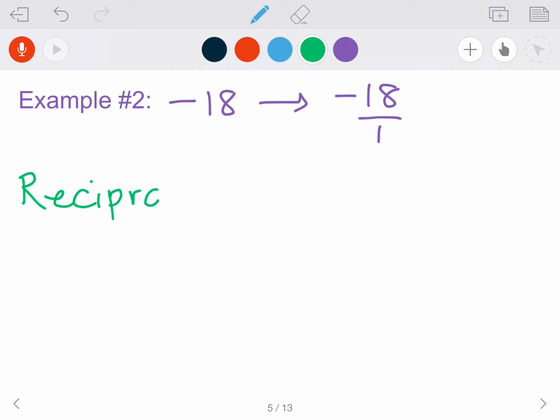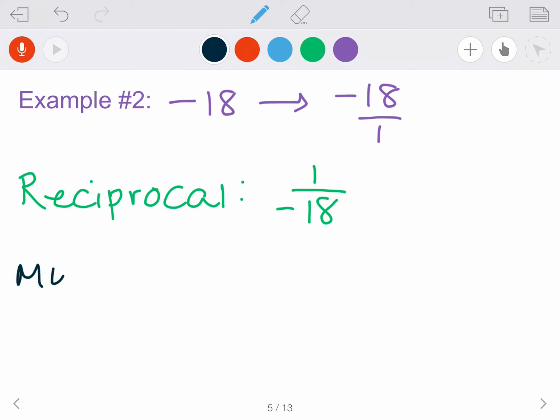Again, we just switch the positions of the numerator and denominator. So the new numerator will be 1, and the new denominator will be -18. I do want to clarify that it doesn't matter where you put the negative sign. Let me erase it for just a moment. You can put the negative in the denominator, like we just had it. You can put it in the numerator, or you can put it out in front to the left of the entire fraction. As long as you only have one negative sign, this represents a negative number. So I'm going to keep it with the 18 just to be consistent.